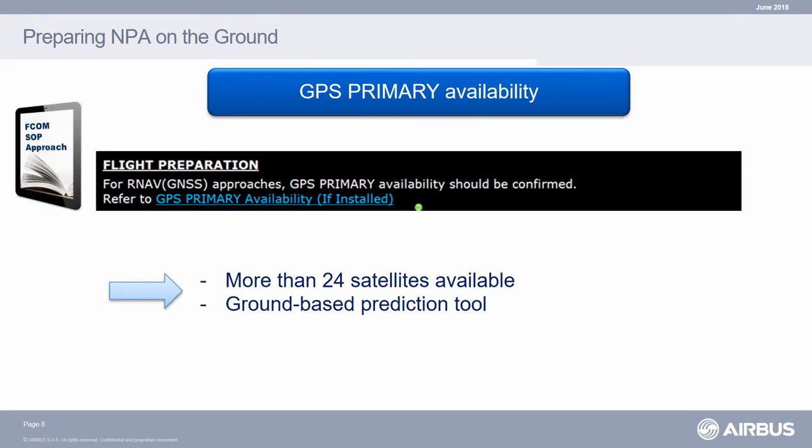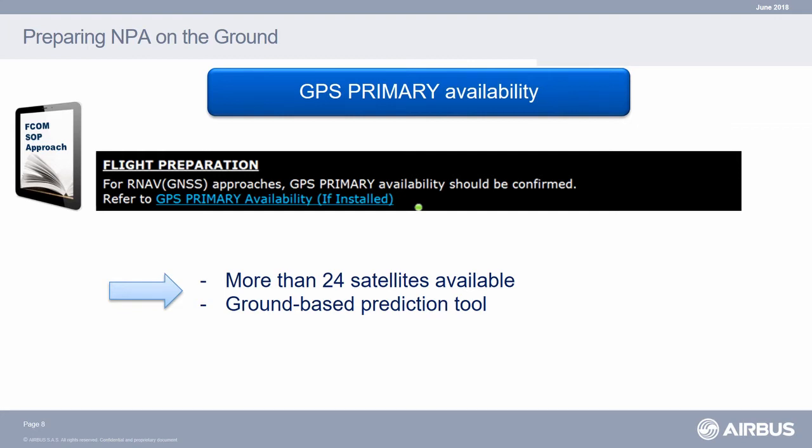The second step is the check of the GPS primary availability if you expect an approach requiring the GPS at destination. This check is required to ensure that the approach means will be available at destination, as you would do for any other approach. Usually, when more than 24 satellites out of the 32 are available in the constellation, you can be sure that you will have the GPS primary available at destination.